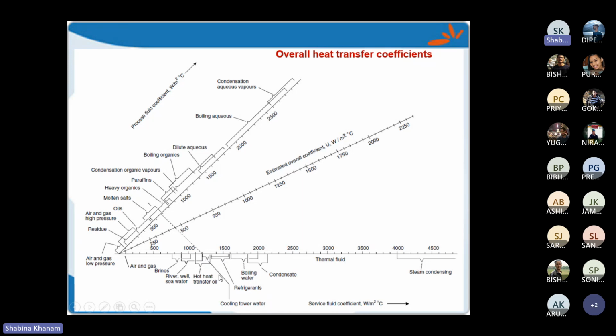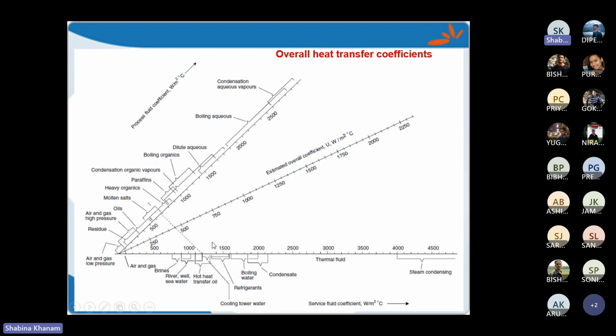So how do you decide the initial value of the overall heat transfer coefficient? If you know the fluid, just consider the middle point of this range. If this is the middle point, and if I'm considering, let's say, heavy organic, the middle point will be somewhere here. Okay, you join these 2 points through a straight line.